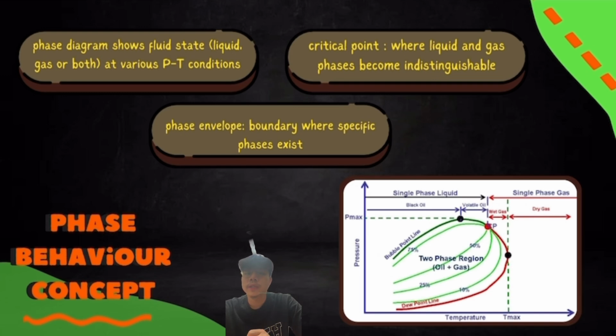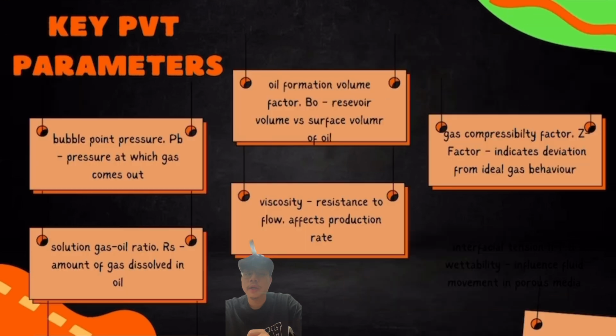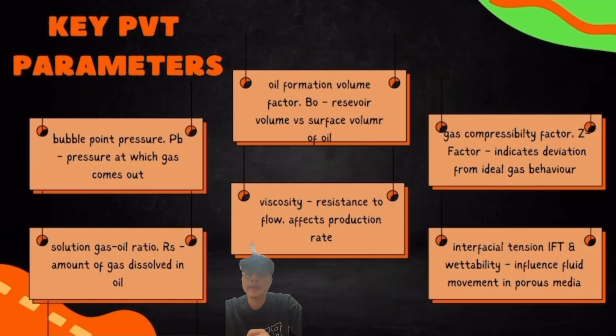We also studied key PVT parameters, for instance, bubble point pressure. It is the pressure at which gas begins to come out of solution in oil, and it is important for determining when gas will evolve. The second one is the solution gas-oil ratio, which shows how much gas is dissolved in oil at reservoir conditions. Oil formation volume factor compares the volume of oil in the reservoir to its volume at the surface.